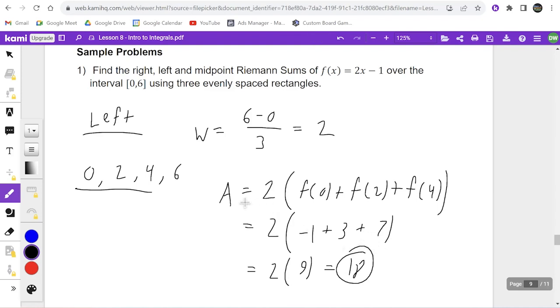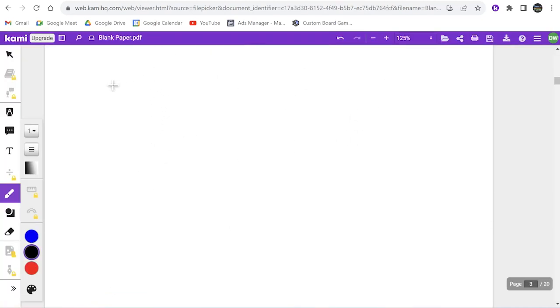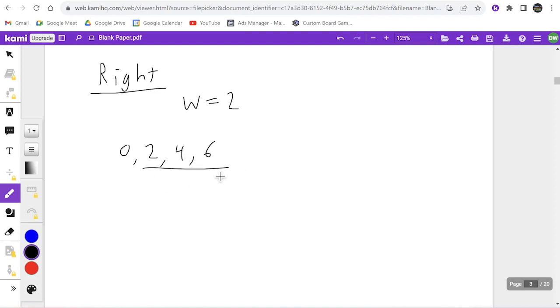Okay. Next, I'm going to be going through the right and the midpoint Riemann sums, not because I don't trust you, but simply because we've got a lot more examples to go. So, for the right Riemann sum, again, same idea. The width is 2, and it's the numbers 0, 2, 4, and 6. And this time I choose the right 3 numbers. And when I plug it in this time, it's going to be 2 times, when I plug in 2, I'm going to get 3. When I plug in 4, I'm going to get 7. And when I plug in 6, I'm going to get 11.